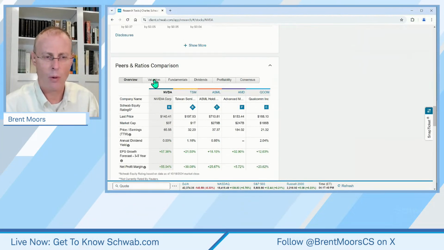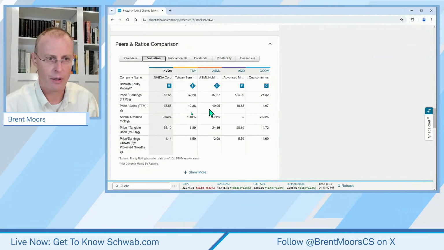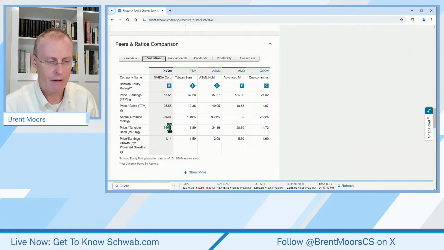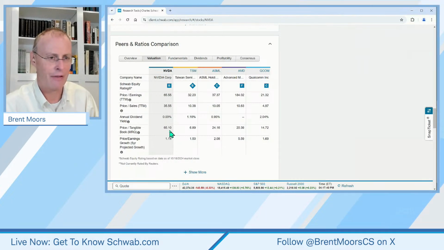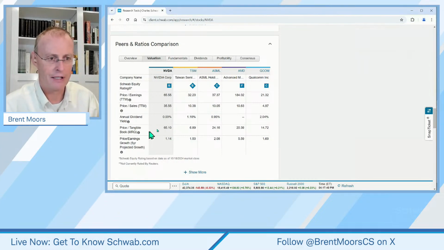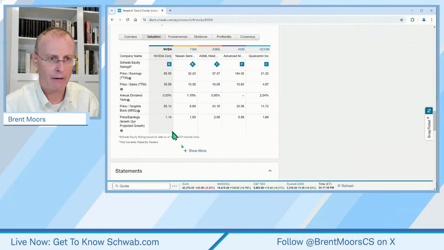Let's look at the valuation. Okay, I want to focus on this valuation here for a sec. P/E ratio is 65. Price to sales ratio is 35. That's going to be higher than most of the market. Yield is insignificant. Price to tangible book is very, very high. Now, that's not the end of the world because a lot of their stuff is more like intellectual property, which is driving the price of that. And our PEG ratio is a little bit lower.